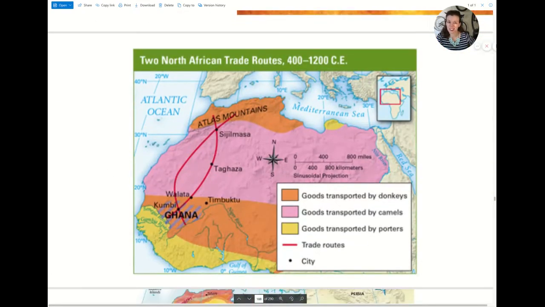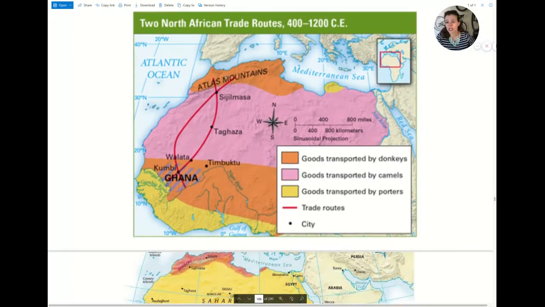Oh, wait, I got a map. Gosh, you know I love my maps. So here are some of our major North African trade routes. Timbuktu is definitely going to be a city to know for our North African cities. You see which regions would be using camels, which ones would be using donkeys, and which ones would be using porters. A porter is just a person. So you just have someone carry all your stuff.